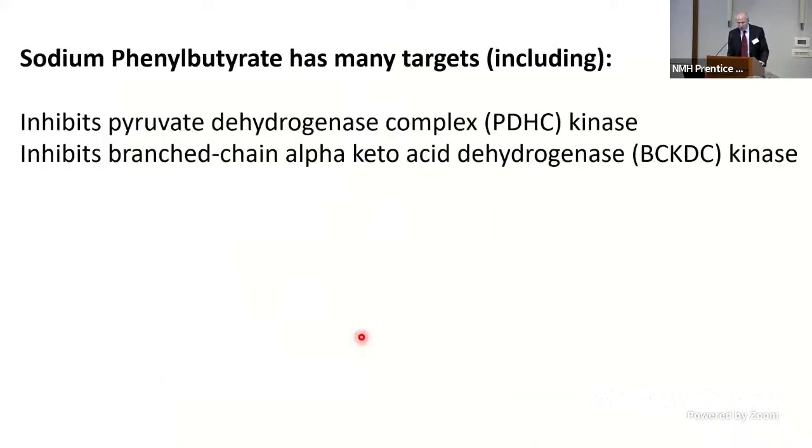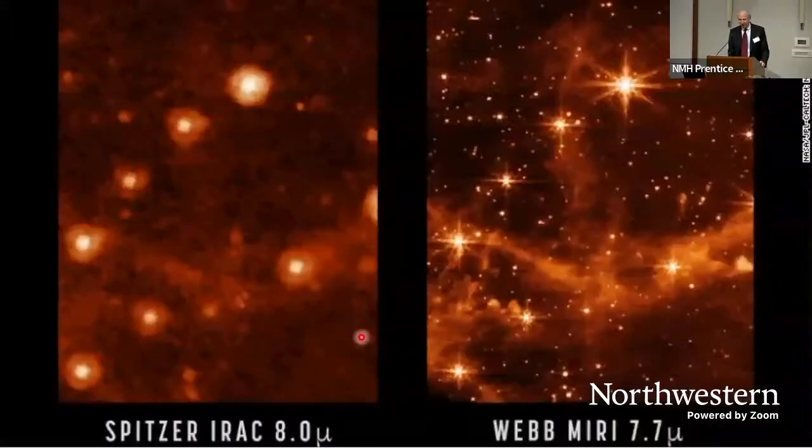What we think might be happening is that by increasing carbon skeletons into the TCA cycle, we are assisting in the rewiring of metabolism in a beneficial way. So maybe we're getting a little clarity.